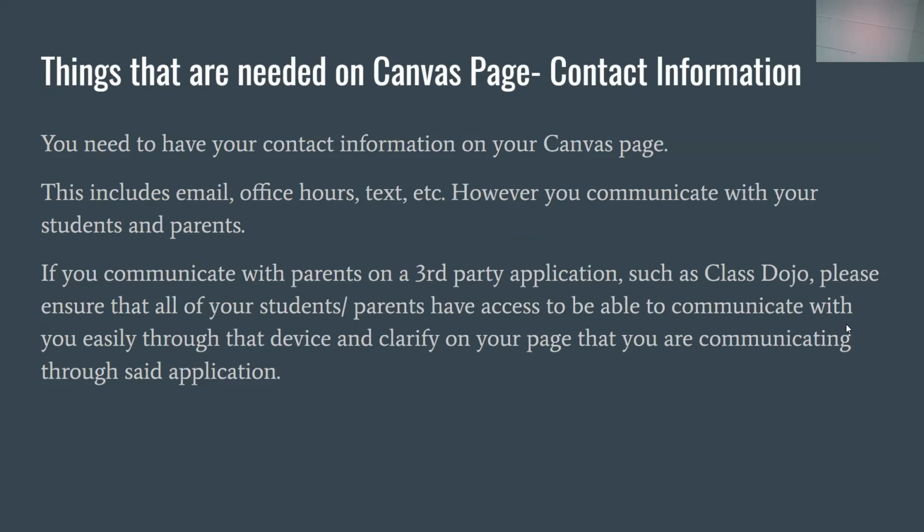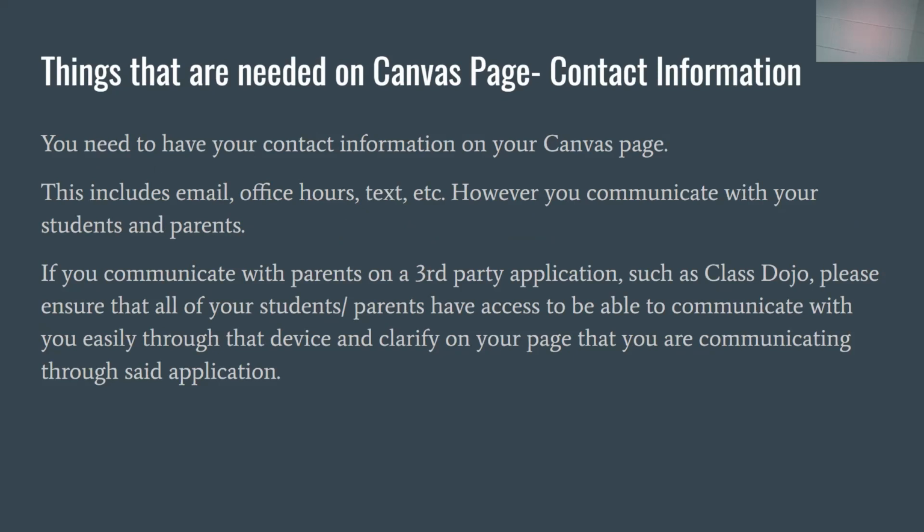Things that are needed on a Canvas page with contact information. So you need to have your contact information on your Canvas page. I had mine set up with a little button in the corner. It said contact me. If they pressed that, it had my email that was there. It also had a direct link to be able to message me inside of Canvas. So in your contact information, you're going to want to have your email, your office hours, texting, however you communicate with your students and parents.